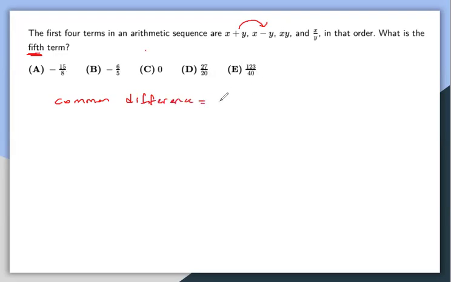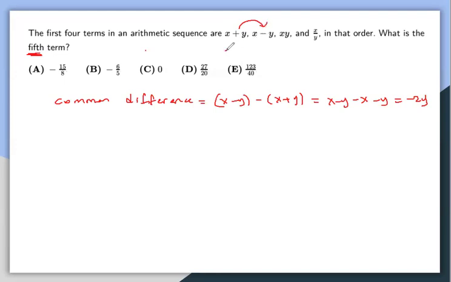So that's my common difference, which is going to be x minus y, that's my second term, minus the first term, which should give my common difference. So that is x minus y minus x minus y when you expand this negative sign. So cancel the x's, and you end up getting negative 2y, which is interesting. What it's telling us is that when you add negative 2y to this term, you end up getting the next term.